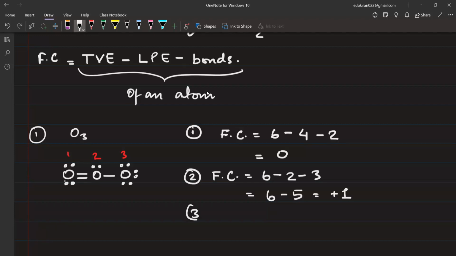Let us look at the third oxygen atom. Formal charge will be equal to, again, oxygen has 6, minus number of lone pair electrons 1, 2, 3, 4, 5, 6, minus number of bonds, which is equal to 1. So this will be equal to 6 minus 6 is equal to 0 minus 1. So formal charge will be equal to minus 1.